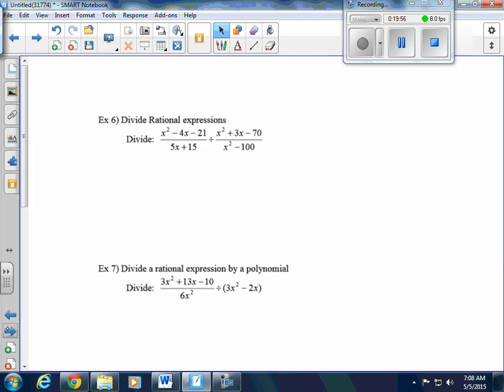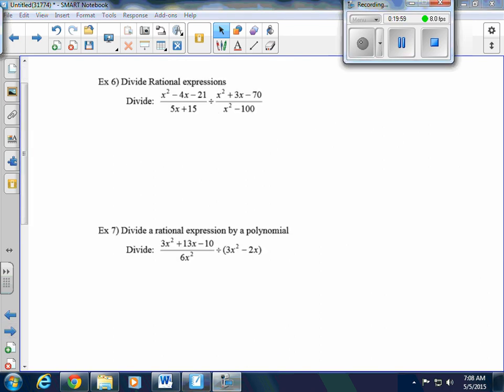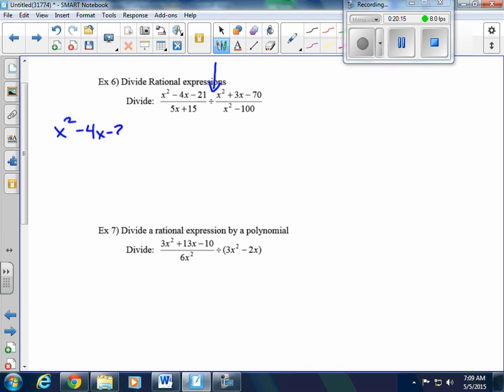All right, so if we look at example 6, once again, the first thing we have to do is we have a division. I don't want that to be a division. We want that changed into a multiplication. So realistically, it's going to be x squared minus 4x minus 21 over 5x plus 15 times, and we're just going to flip these two, x squared minus 100 over x squared plus 3x minus 70.